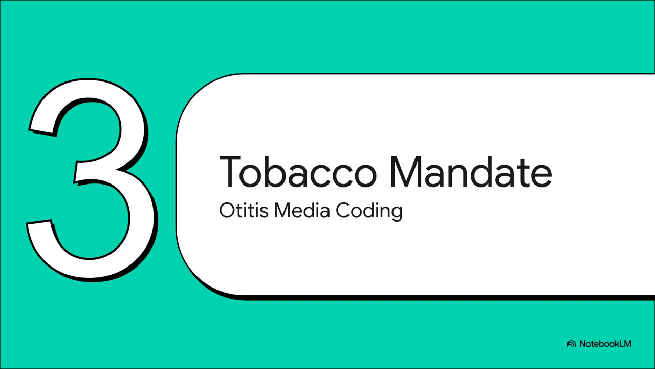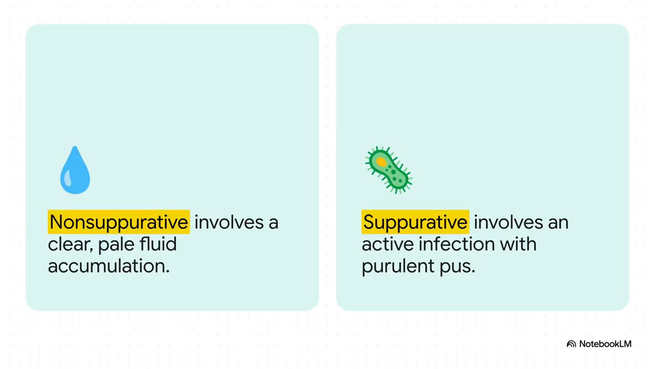Let's dive deeper into Section 3, otitis media and the tobacco mandate. Zooming in on that middle ear section for otitis media, there is a highly specific coding law you absolutely have to master. When you're coding acute or chronic otitis media from categories H65 to H67, you first have to clearly distinguish between non-suppurative and suppurative. Non-suppurative just means the inflammation involves a clear, pale fluid accumulation. Suppurative, on the other hand, means there's an active infection with a purulent, pus-like discharge. You really have to read the documentation carefully to determine this clinical difference so you can select the correct code category, but honestly, that's only the first step.